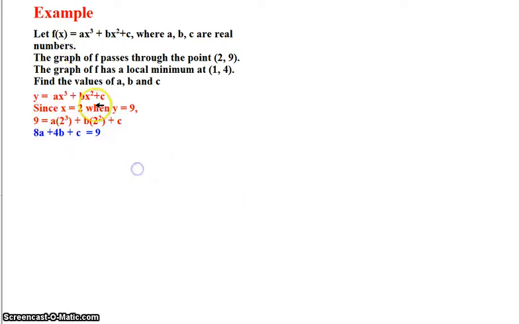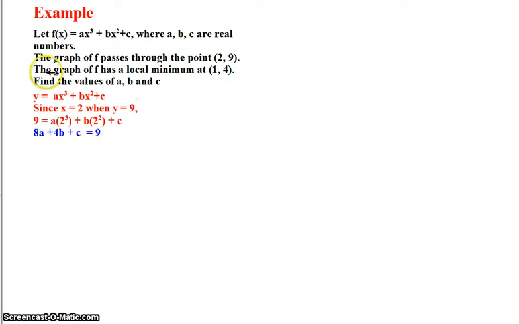So all we need to do in this first part is rewrite the equation. y equals ax cubed plus bx squared plus c. Replace y by 9 and x by 2, and we can form an equation in a, b and c. So 9 equals a times 2 cubed plus b times 2 squared plus c, and that simplifies to 8a plus 4b plus c equals 9.